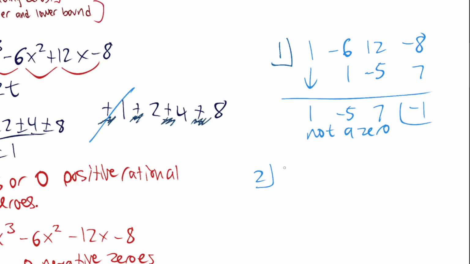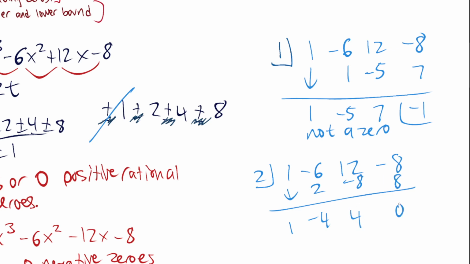I'm going to try positive 2. 1, negative 6, 12, negative 8. Drop it down. 1, bring it up. 2, negative 4, negative 8, positive 4, 8, 0. So 2 is a 0.